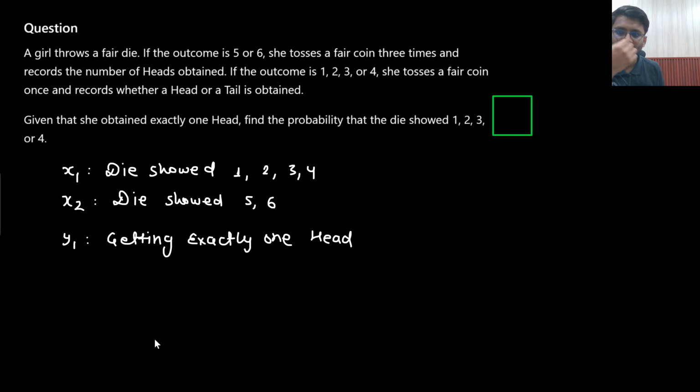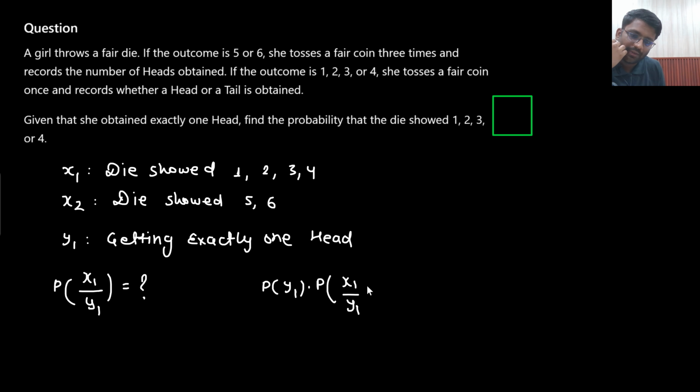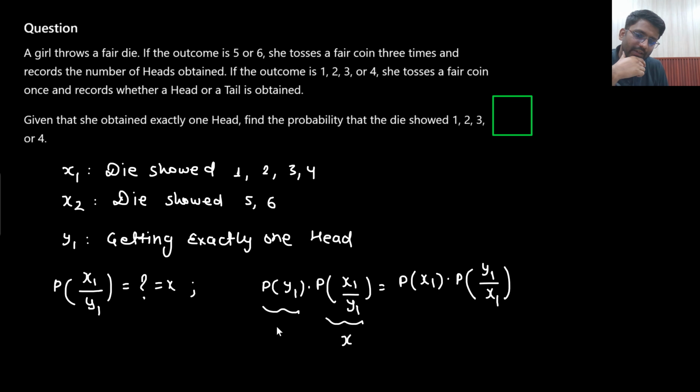What you are supposed to find out? You are supposed to find out that given that she got exactly 1 head, find the probability that it has come from die showed 1, 2, 3, 4. This is what you are supposed to find out. That means, sir, it would be equal to probability of y1 multiplied with x1 by y1, which would be equal to probability of x1 multiplied with y1 by x1. Okay, so this is something I am supposed to find out. This value, sir, I am not having.